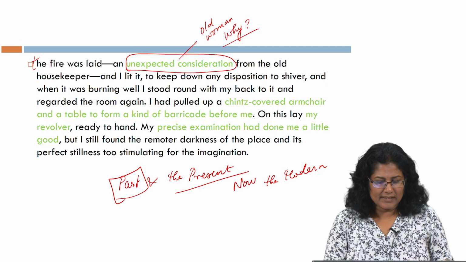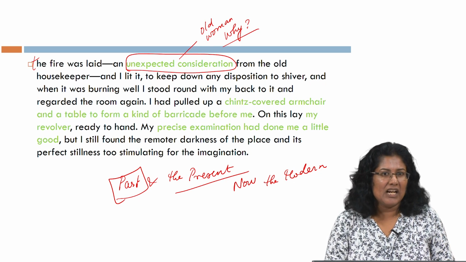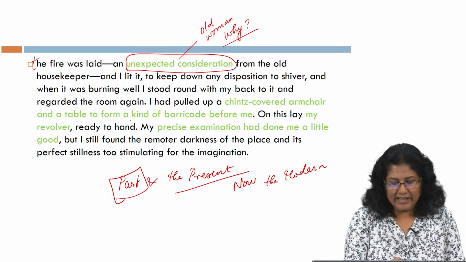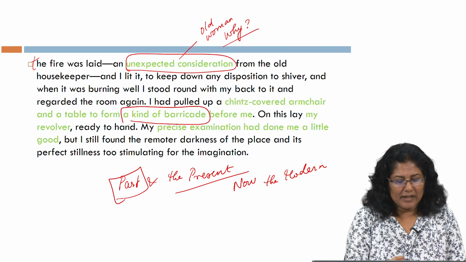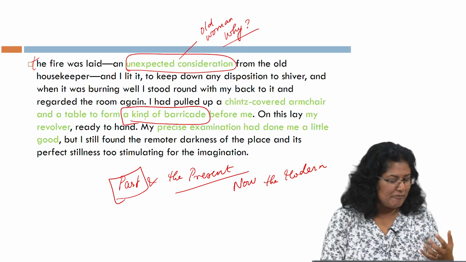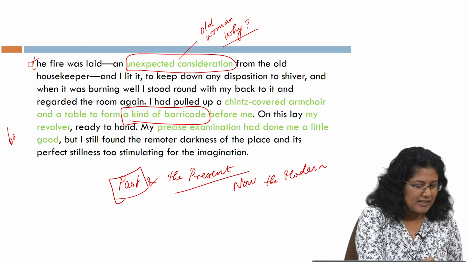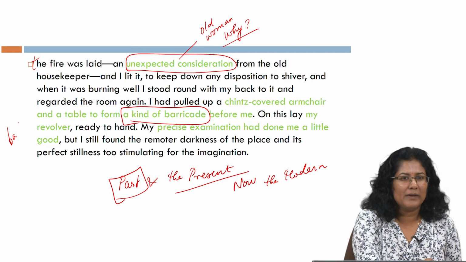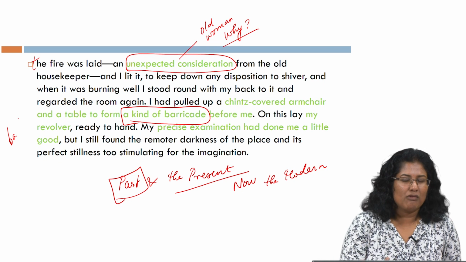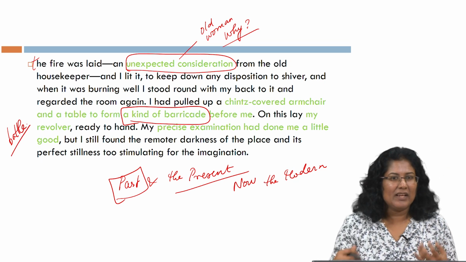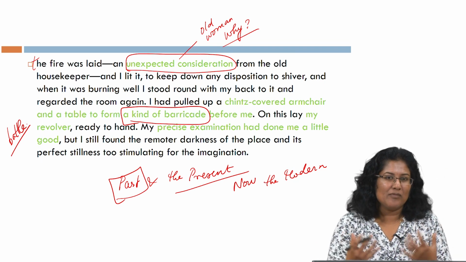So what he does is he pulls up a chintz covered armchair and a table to form a kind of barricade before me. He's kind of securing himself. He is readying himself for some kind of battle. Barricades are used in battle situations or in situations where there is going to be potential riot, some kind of threat to civic order. So the word is very interesting, and we kind of see him arming himself as well.